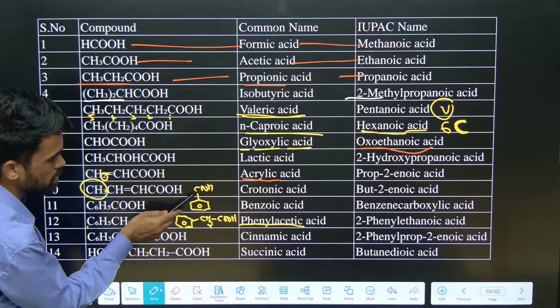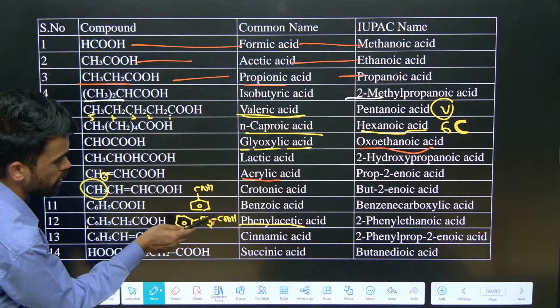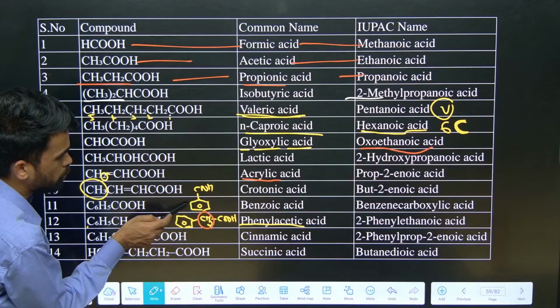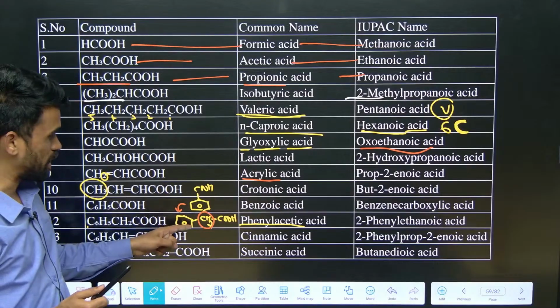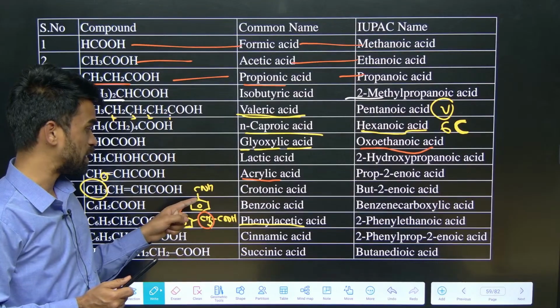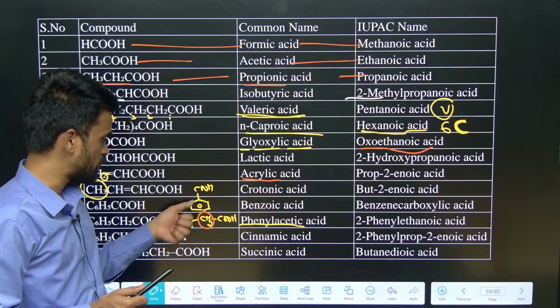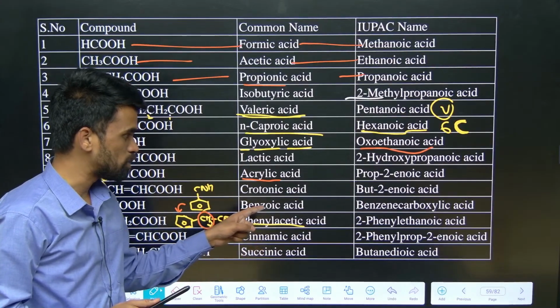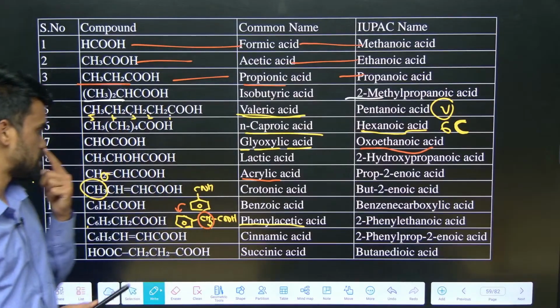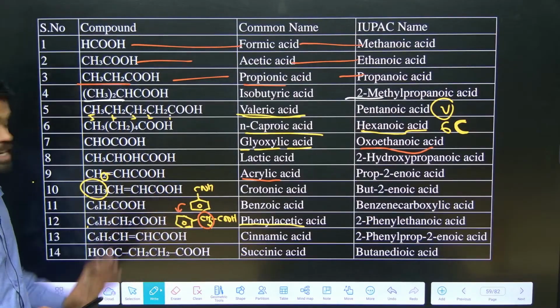See, what makes the difference from here to here? There is one methylene group. So I can say benzoic acid and phenyl acetic acid. Okay, so this is phenyl acetic acid, this is benzoic acid. So what makes the difference? These are a homologous series we can say. So phenyl acetic acid and benzoic acid are a homologous series. They just differ by a CH2 unit.